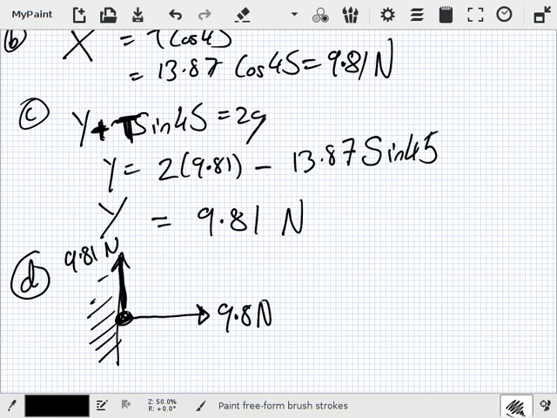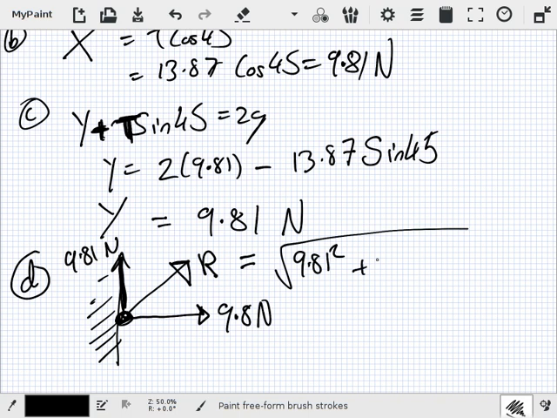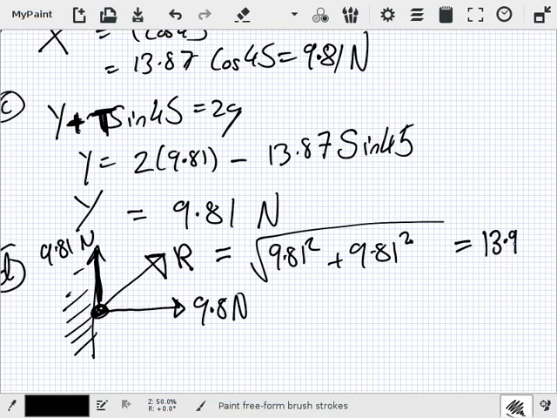So my question is, what is this force here? Now, how can I get this force? This magnitude, this total force here. I think somebody knows how to get me that. Yeah, what's the formula? Square root of 9.81 squared plus 9.81 squared. That's how I can get the magnitude of the two together. What is it? 13.87, so 13.9 newtons.